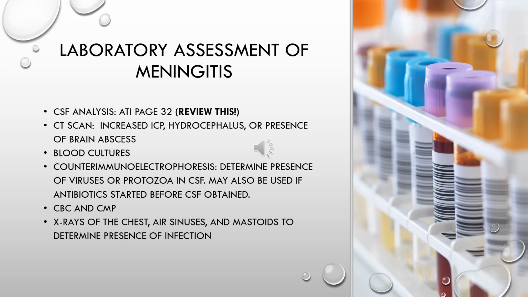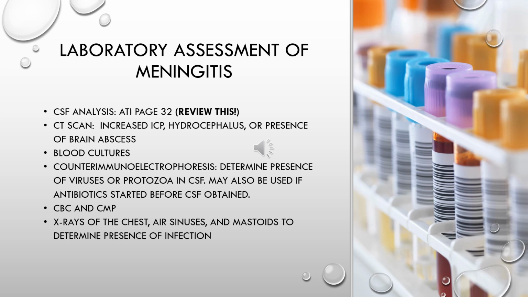They may also do CT scans. In fact, they probably will. Your book, I wish I could remember what page it's on, I think it's 882, talks about patients older than 60 years of age, or those who are immunocompromised, who are showing signs of ICP or increased ICP. These people should have a CT scan done prior to lumbar puncture, because remember what we said about increased intracranial pressures and doing lumbar punctures. We don't want to cause herniation. So they will do a CT scan to see if there's increased pressure, if there's hydrocephalus, or presence of an abscess actually in the brain.